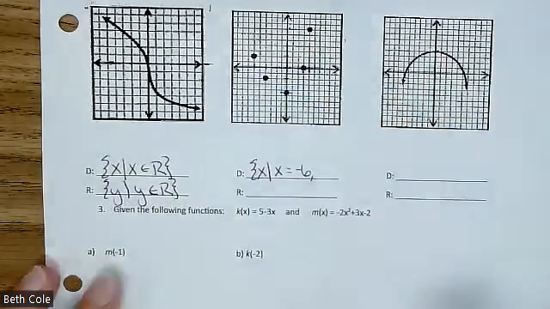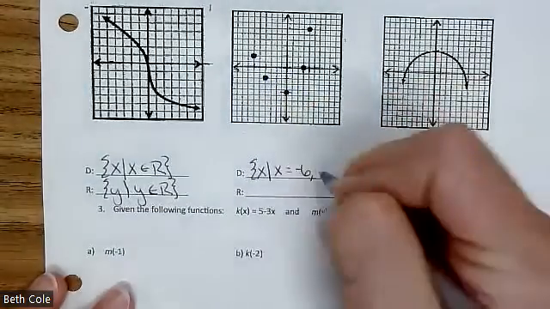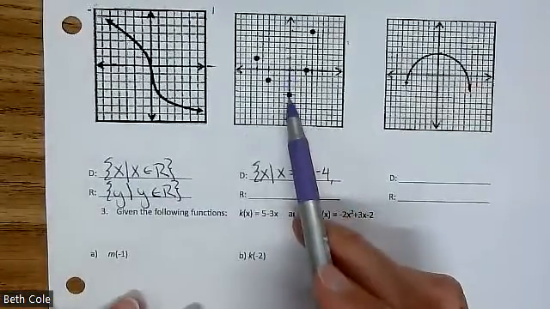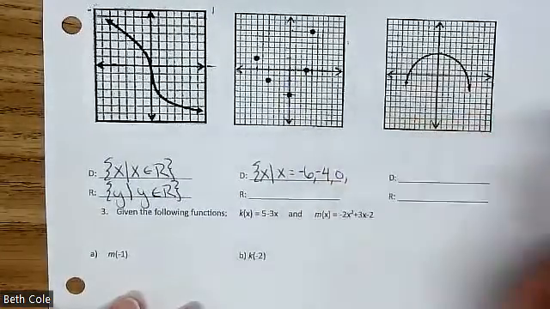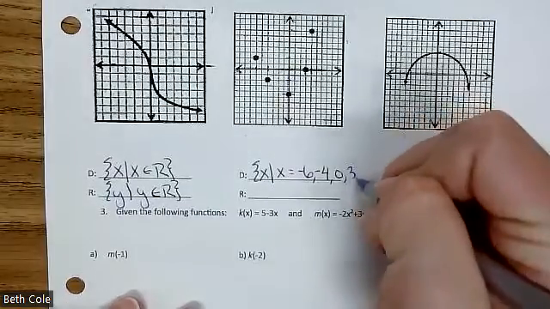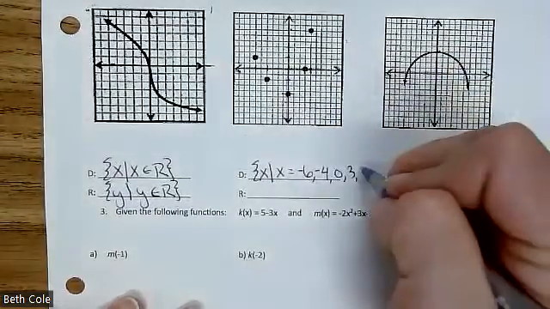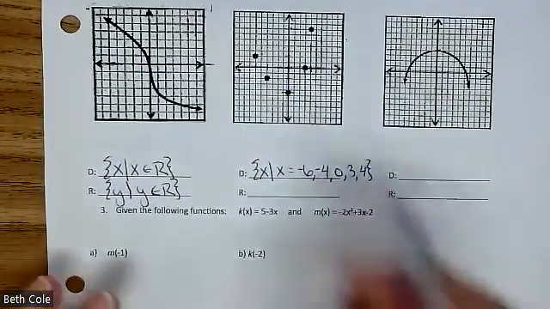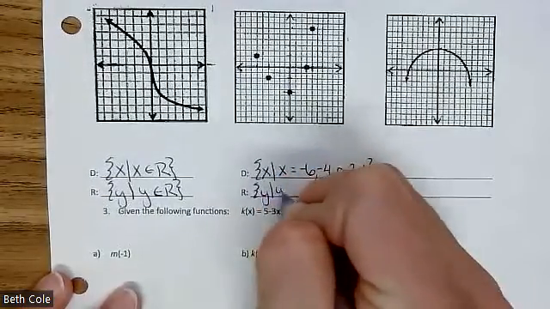-6, good. And then -4. And then, oh, what's this one? 0. And then 3. And then 4. You're literally just listing them out. That is all that there is to that. Please don't overthink that. And then for range, it's the same thing except Y.